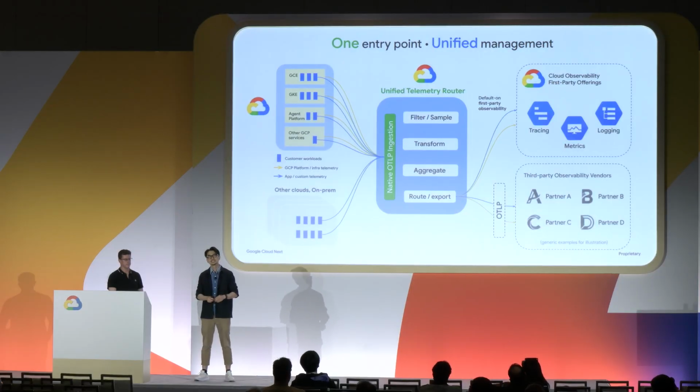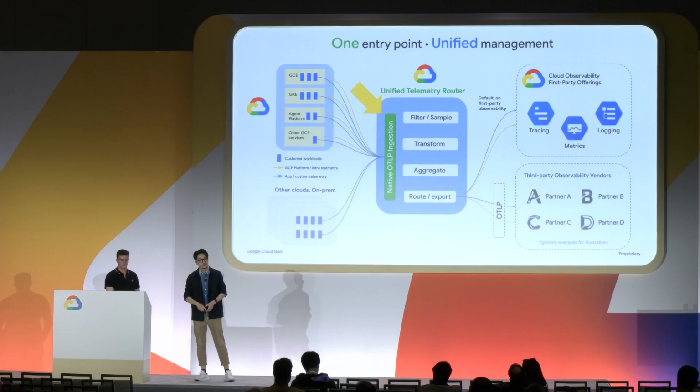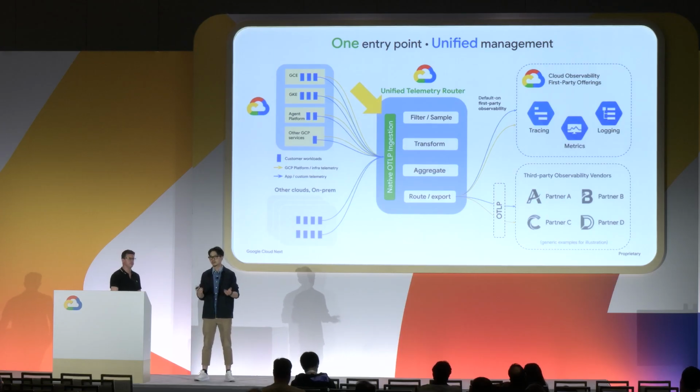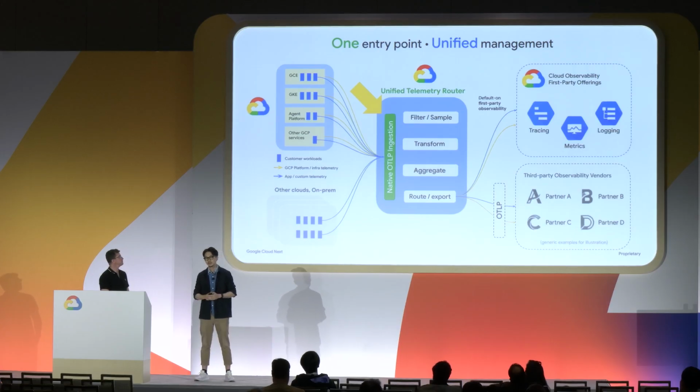And this solution consists of three fundamental shifts. First is one single endpoint for all your ingestion. So for all your telemetry types, log, trace, metrics, it's one single endpoint that you can send them into. And this endpoint supports OpenTelemetry Protocol, or OTLP, natively. So no more vendor-specific exporters on your client side. This can help you simplify your client-side configuration.